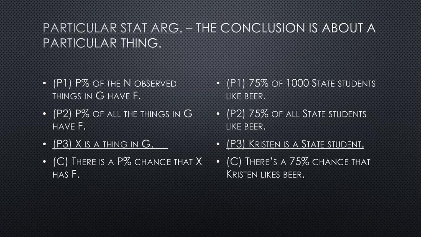So this kind of argument is a particular statistical argument, and you can think of P1 and P2 as being a kind of sub-argument or a linked argument as compared to the overall main argument. It's a general statistical argument that is a sub-argument going on in P1 and P2, which is then used along with P3 to help support the conclusion about a particular member of the group.